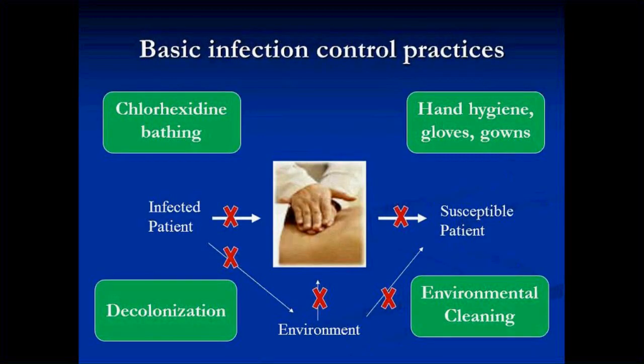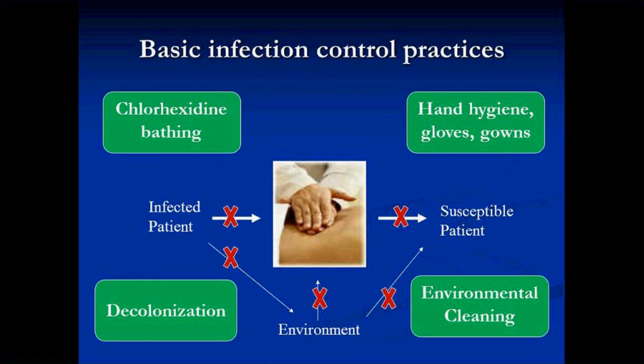So with those routes of transmission in mind, our basic infection control practices really are hand hygiene foremost, with gloves and gowns if you have a particular pathogen, C. diff, which is not killed by alcohol, for example, environmental cleaning, and then added in the past decade to our strategies to prevent infection is chlorhexidine bathing.